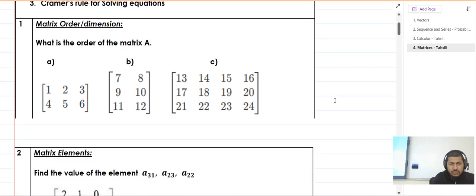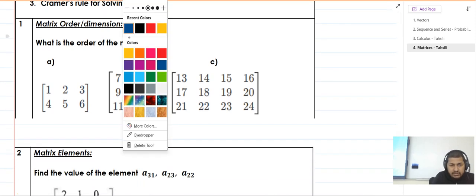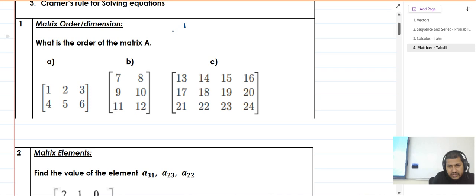So first thing we learn about is the order of the matrix. So what's a matrix? We always say rows and columns, right? So this is basically the order of the matrix, how many rows and how many columns. So it's not R times C, it's R by C.